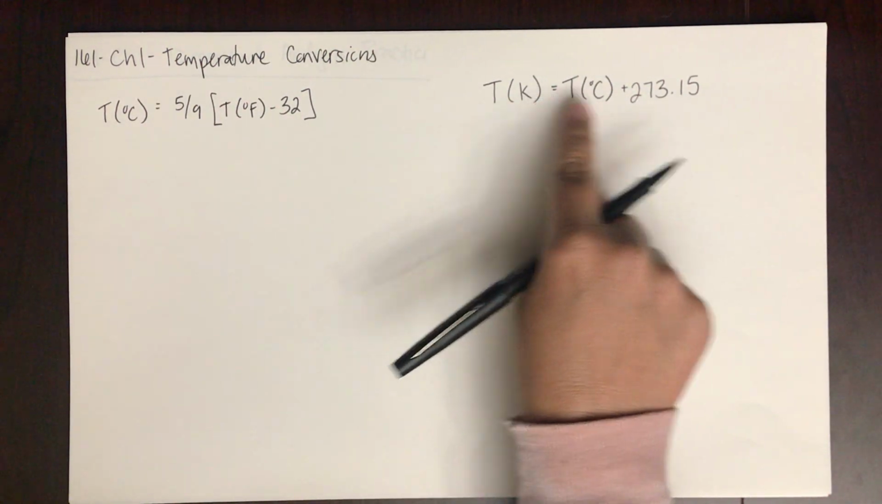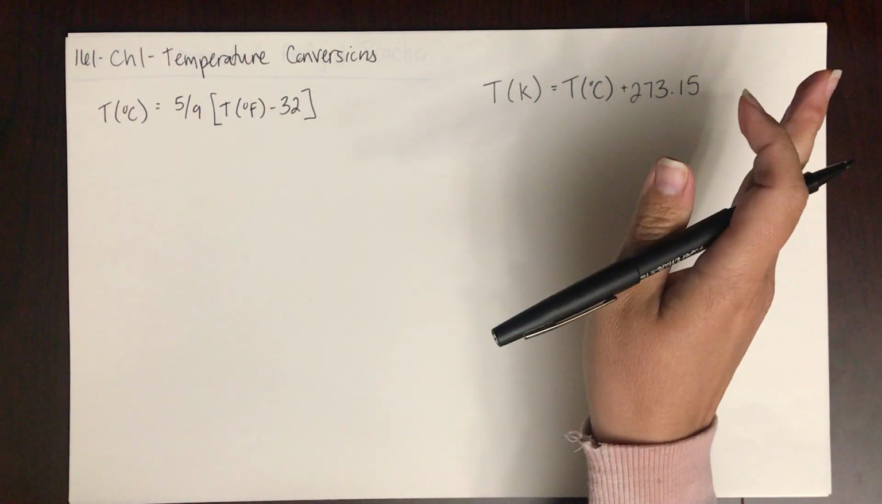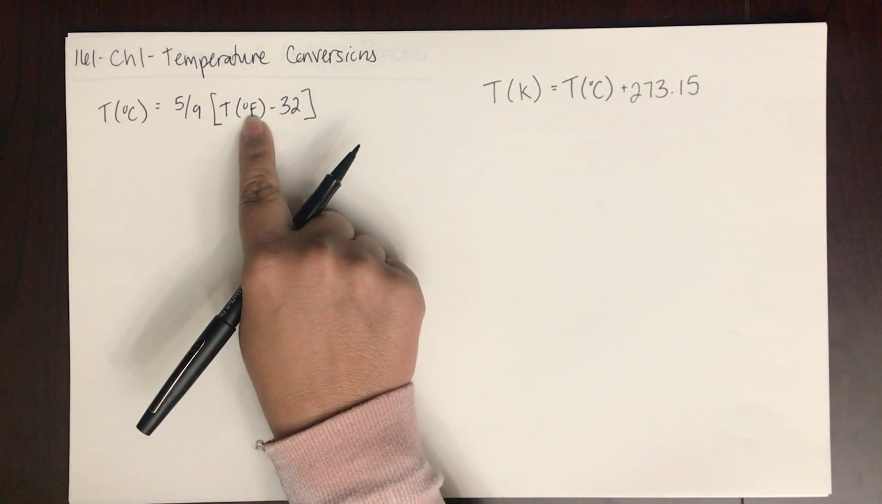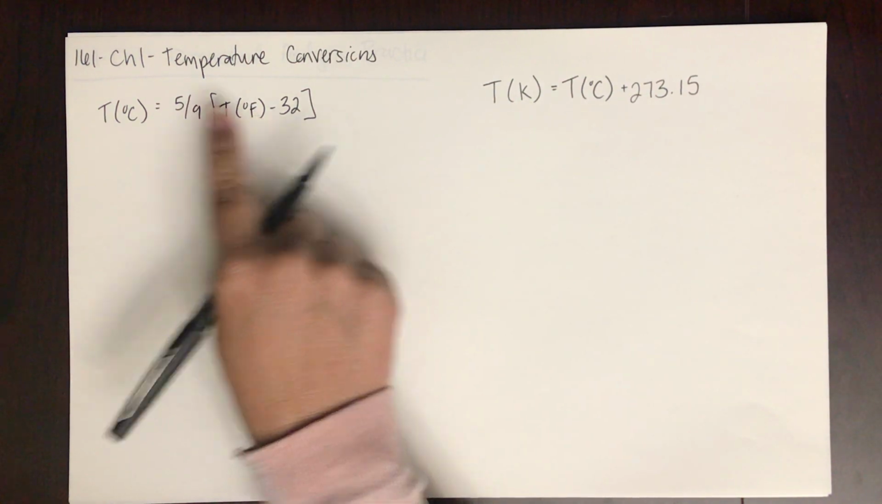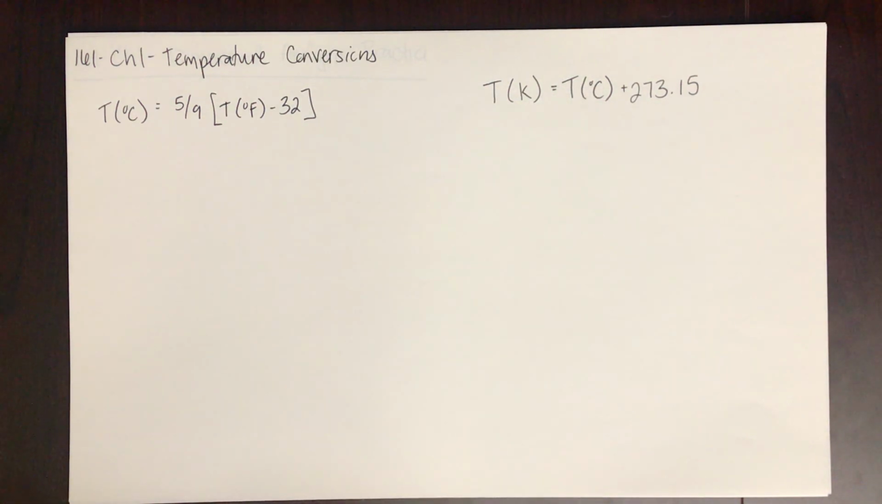So you'll notice in this equation we can go between Celsius and Fahrenheit. In this equation we can go between Kelvin and Celsius. There is no equation to go directly between Kelvin and Fahrenheit. So if you're given a temperature in Fahrenheit and you need to convert it to Kelvin, you would first convert Fahrenheit to Celsius and then use this equation to convert Celsius to Kelvin. So let's look at an example.